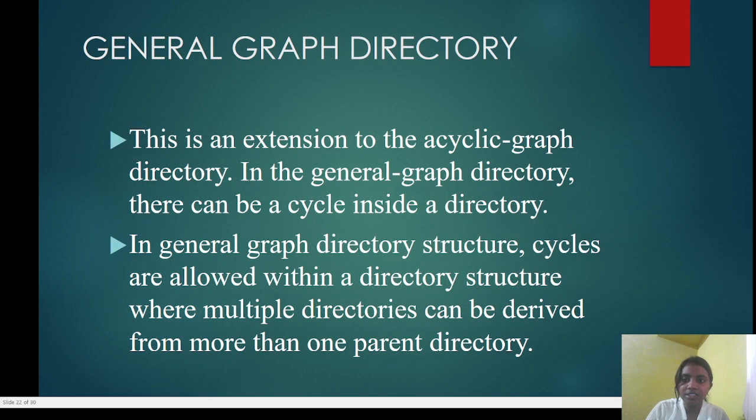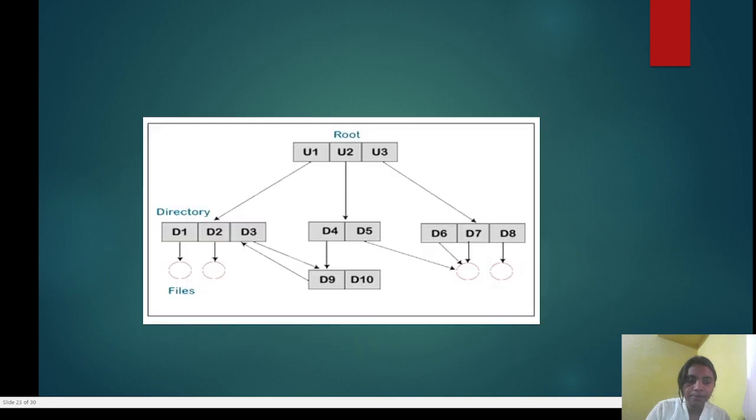General graph directory. This is an extension to the acyclic graph directory. In the general graph directory, there can be a cycle inside a directory. In general graph directory structures, cycles are allowed within a directory structure, where multiple directories can be derived from more than one parent directory. Example, here is the root or user directories, and these are the user directories and the subdirectories are there. The D9 is derived from the D4 directory. The D9 can access the file of the D3 directory and even D3 can access the file of the D9 directory, which forms the cycle here. So it is called the cycle directory.